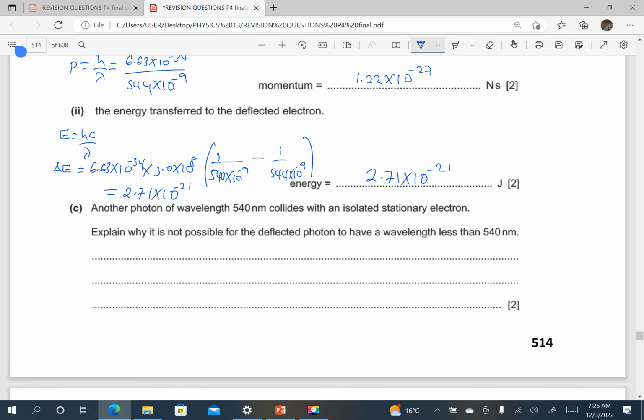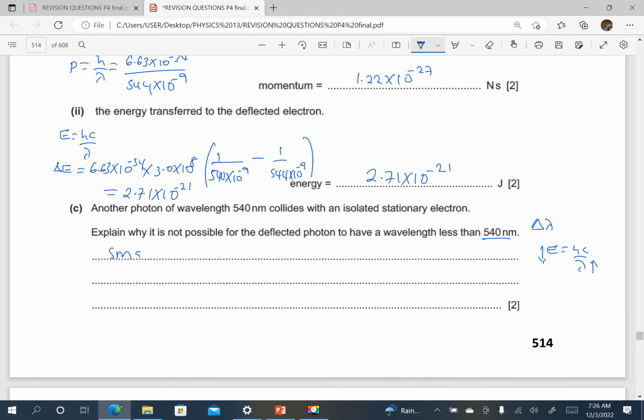Another photon of wavelength 540 nanometers collides with an isolated stationary electron. Explain why it is not possible for the deflected photon to have a wavelength less than 540. In other words, the change in the wavelength is always going to be positive. Why? If the photon collides with the electron, it always transfers energy to the electron, so the photon energy is smaller. Since energy is equal to hc over lambda, when this is smaller, the wavelength is higher. So the wavelength will always be greater, not less.